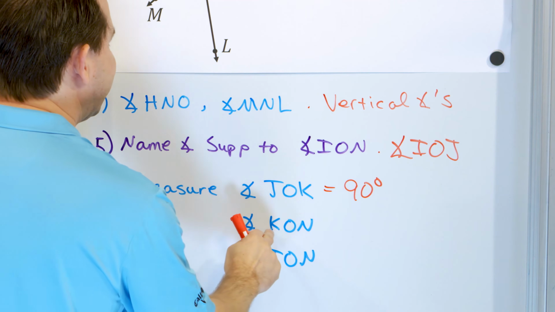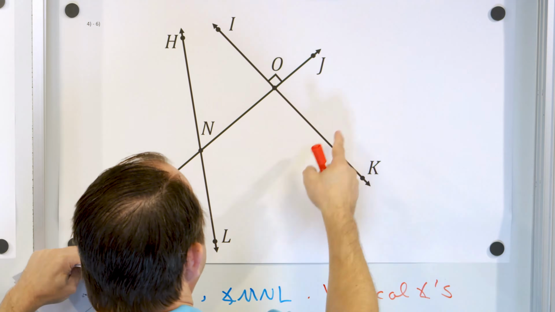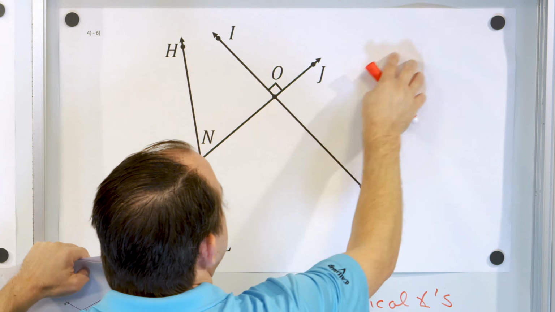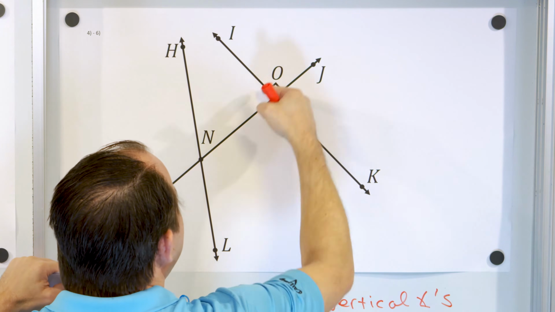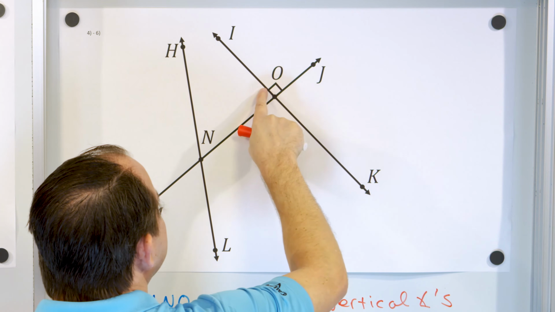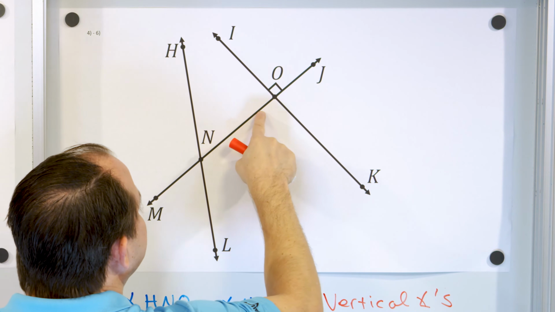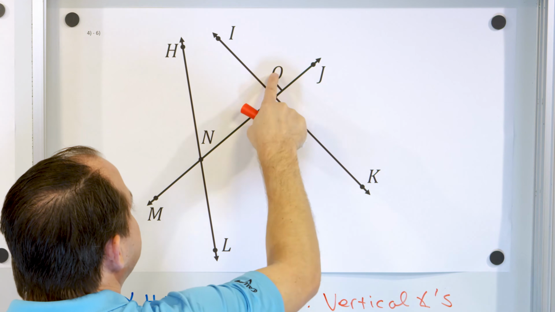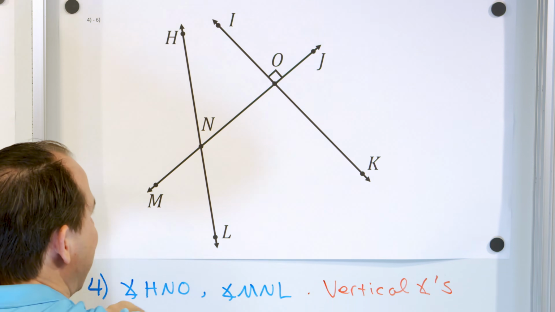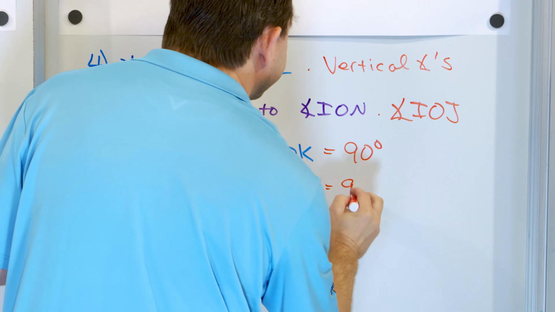Now let's take a look at KON. Where's KON? KON, which is this angle right here. But notice that this forms an X, and these two angles are vertical to each other. And since we know that this one is 90 degrees, even though there's no symbol here, this one also has to be 90 degrees. It has to be the same as the one across. So KON has to be 90 degrees as well.